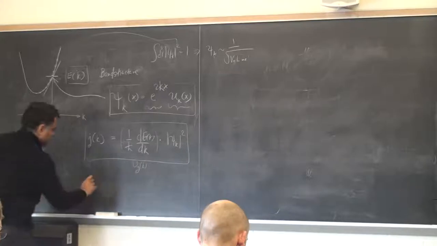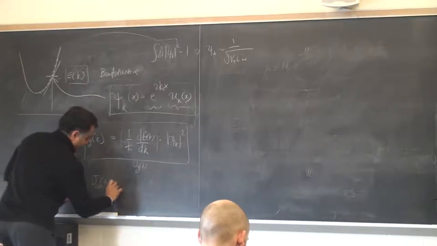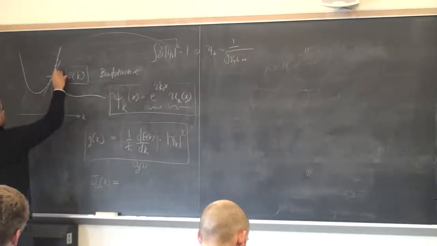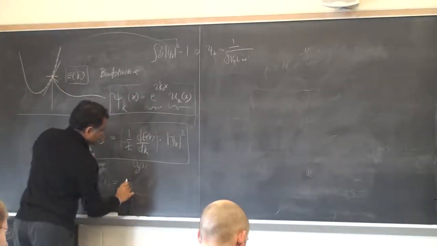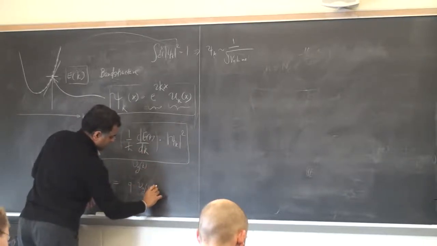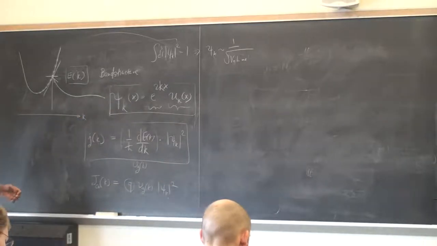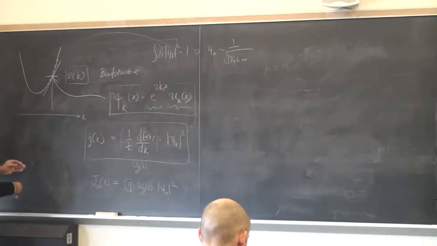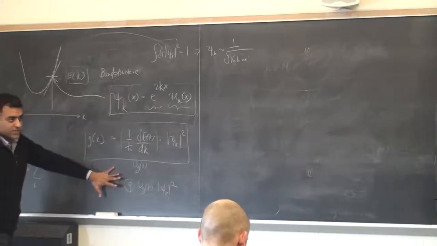And based on this, we can write down the charge current as a function of k. The charge current due to just this state k would be the electron charge times this whole quantity, maybe write it as Vg of k times mod psi k squared. It's just multiplied by the electron charge. And if you want to find the total current due to all k states, then I can write that the net or total current is a sum over all possible k's of this quantity.